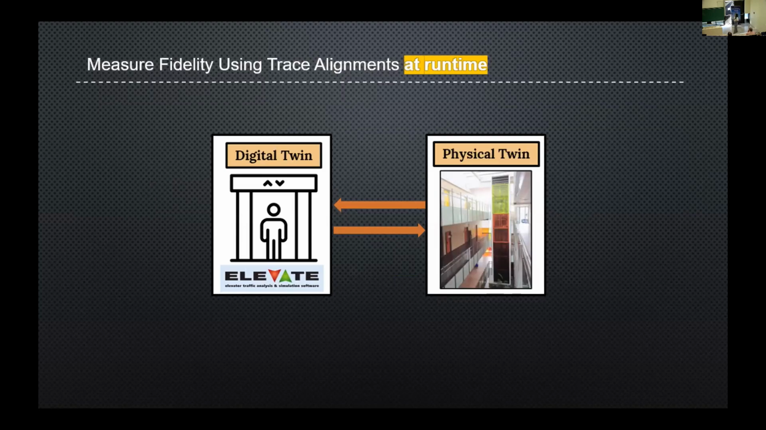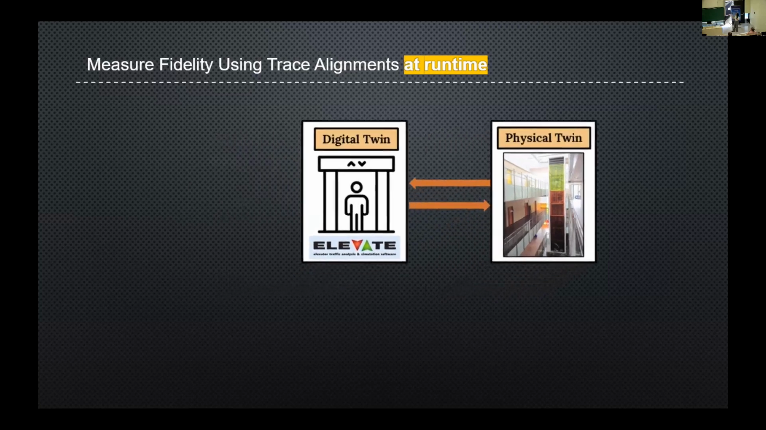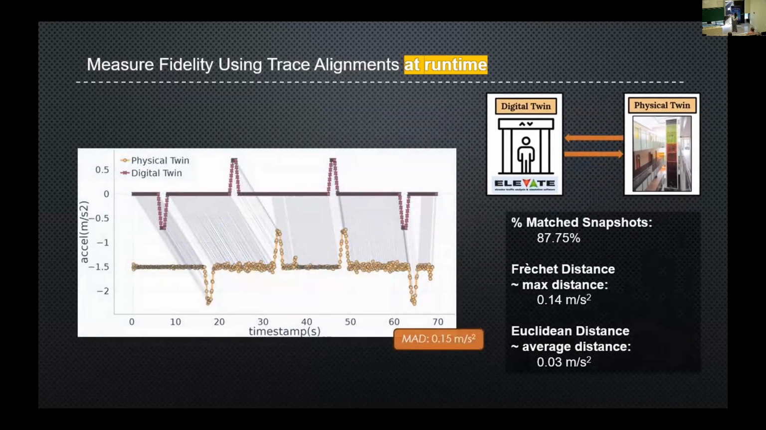Now, instead of a robotic arm, let's go to an elevator, in which we have a commercial simulator called Elevate and a physical elevator. We actually got the data from the acceleration of the elevator. From the acceleration, we can get both the position and the speed, which is what we need to measure the fidelity of the movement. So this is the trace of one scenario in which the elevator goes from the 4th floor to the ground floor and then back up.